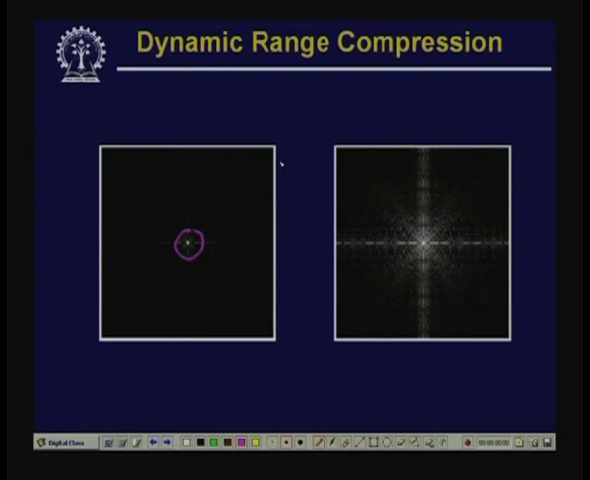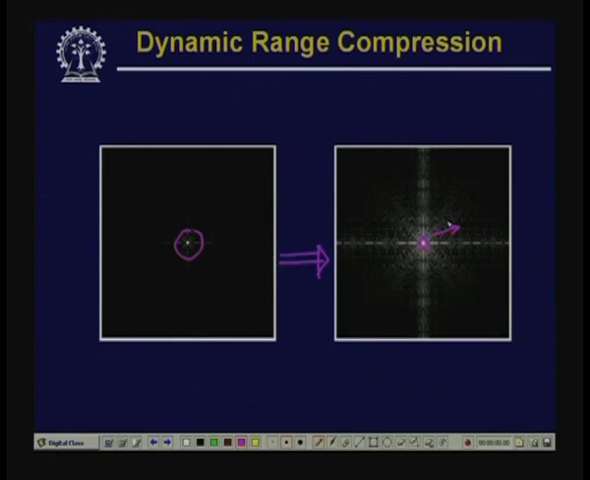On the right hand side, we have shown the same image after some pre-processing, that is, after reducing the dynamic range of the original image by using image enhancement techniques. Here you find that in the processed image, in addition to the bright spot at the center, we have many other coefficients which are visible as you move away from the center.